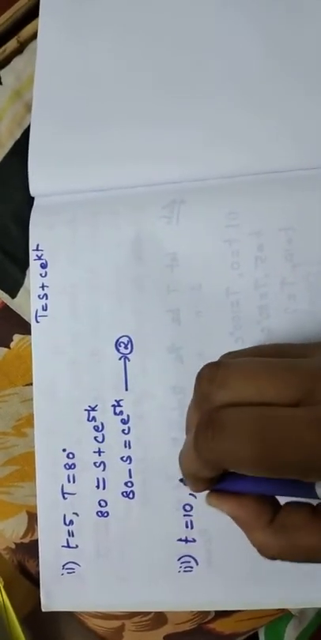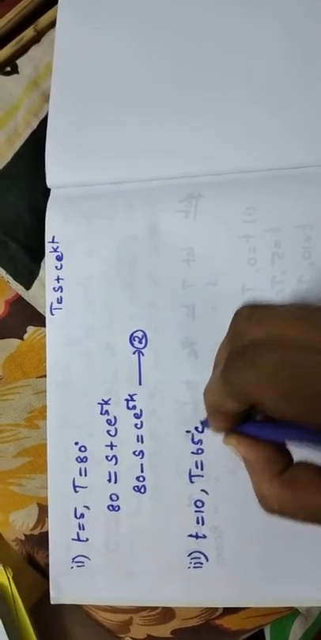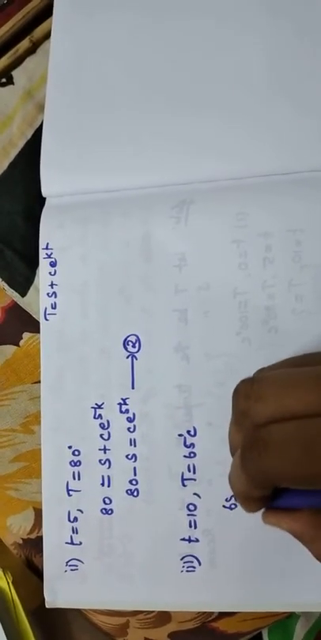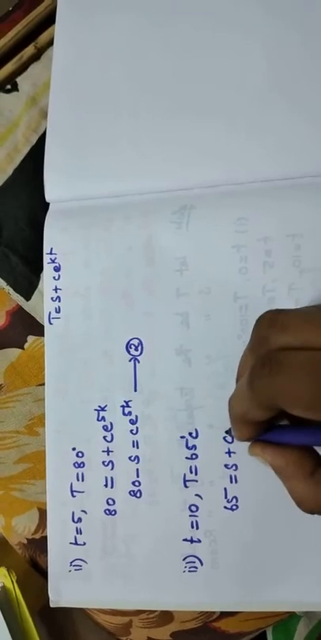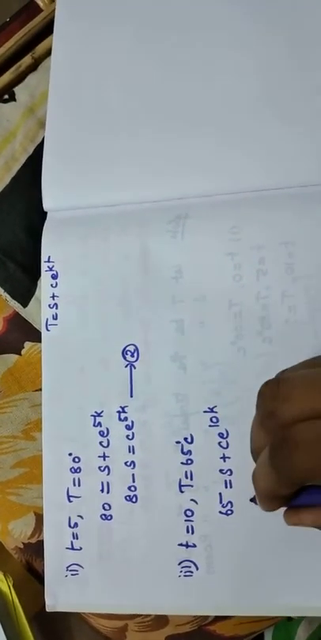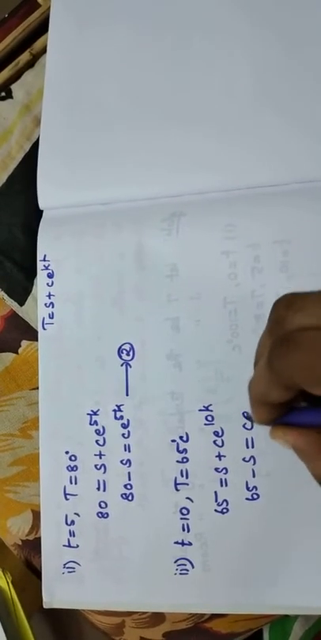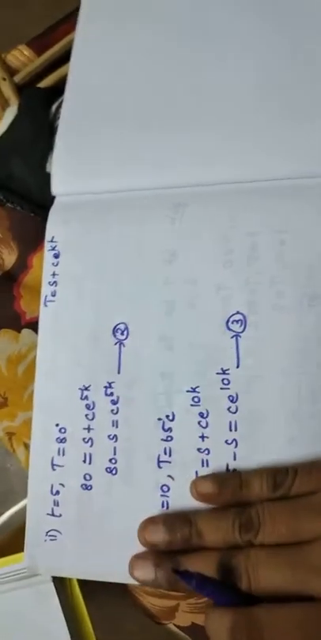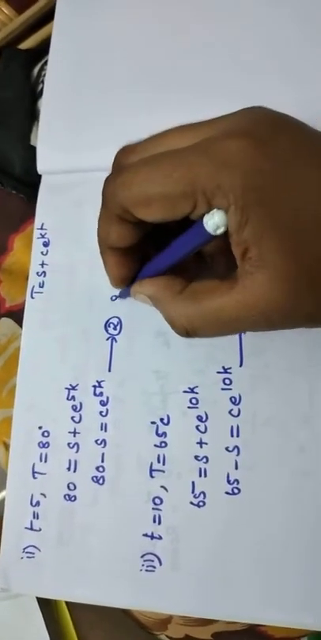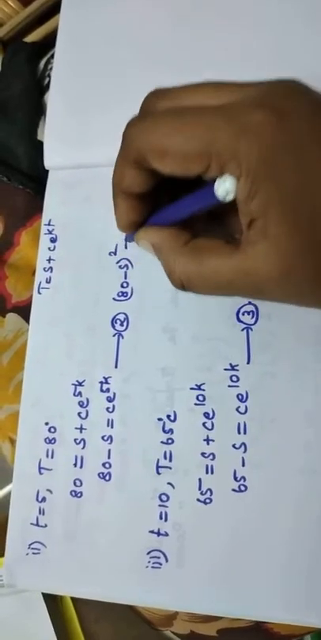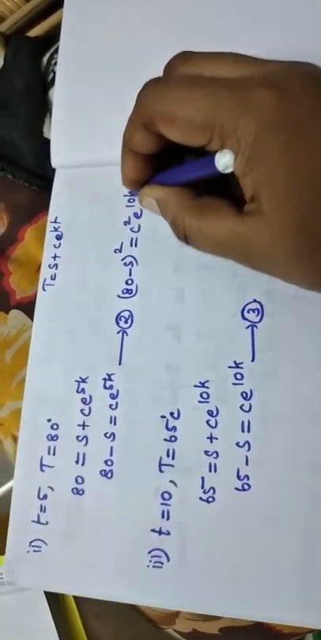And the third condition, they have given that t is equal to 10, capital T equal to 65 degrees Celsius. So 65 is equal to S plus C e power 10k. So 65 minus S is equal to C e power 10k. We can call this the third equation. Now, squaring the second equation, 80 minus S the whole squared is equal to C squared e power 10k.